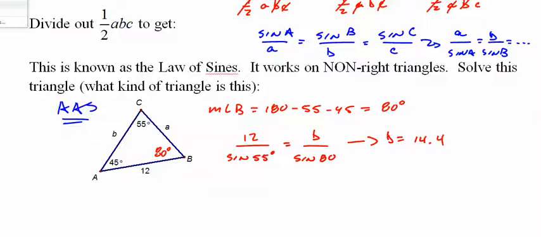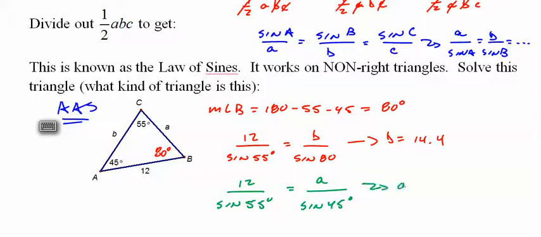Now, a critical point. Do you want to use 12 over sine of 55, or do you want to use 14.4 over sine of 80? If you have a brain, you will say, well, we should use original data. It will be more accurate. To which point I would say, well, duh, but good for you. Sine of 45. A equals... Notice I know that sine of 45 is root 2 over 2. I could use that, but I'm using my calculator for everything, so might as well just blast it out. There, we've solved the triangle. 10.4, 14.4.